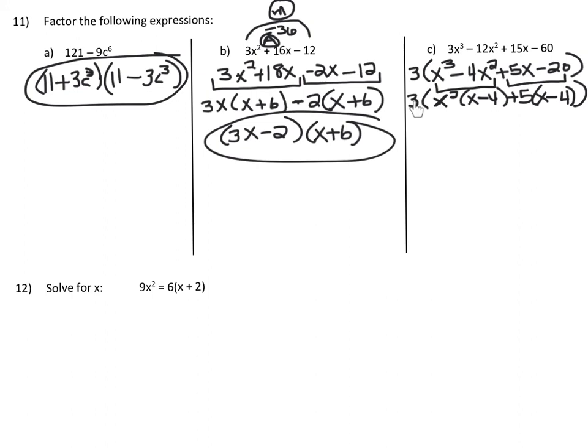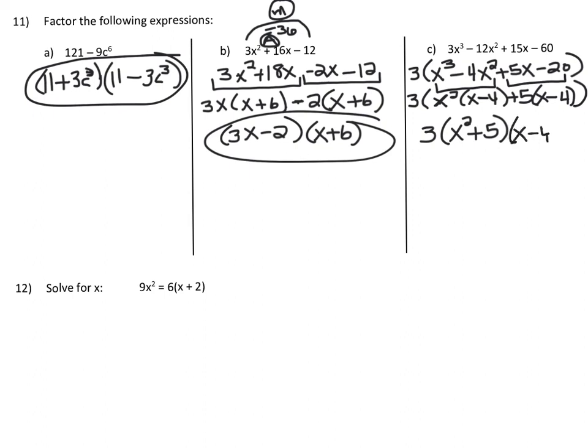All right, so I'm going to take this 3 and just bring it right down. Then I'm going to take the terms in front of our common parentheses, so the x squared plus 5, and I'll group those together. And then we'll take that common binomial of x minus 4, and that will be our final factor.